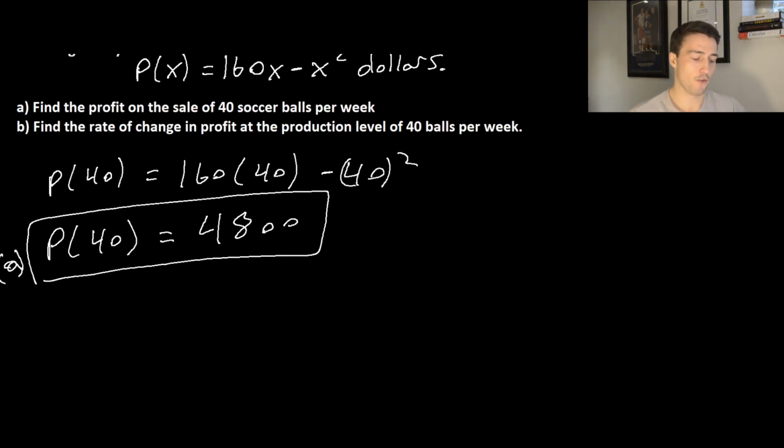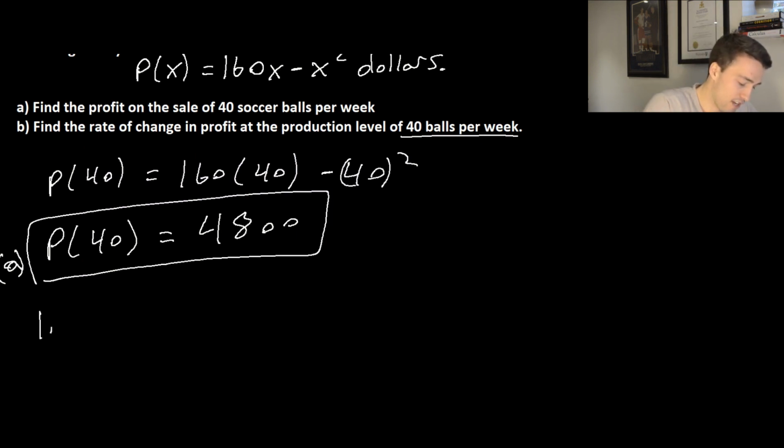But now it says find the rate of change for part B in profit at the production level of 40 balls per week. So now we're not trying to find the profit, but we're trying to find the change in the profit at 40 balls per week. So again, we're taking the IROC, or the instantaneous rate of change, of this function and subbing a value of 40 in. That's going to give us the slope value and how fast it's changing at that point.